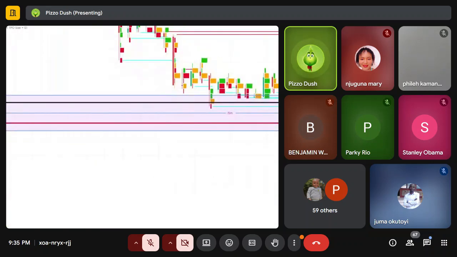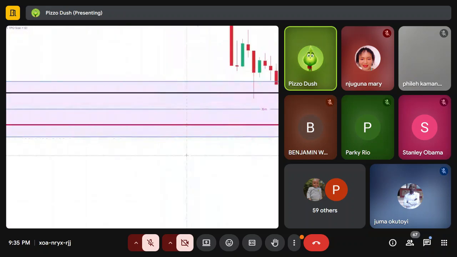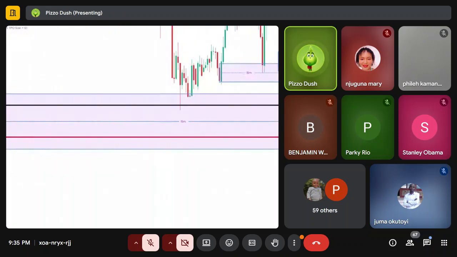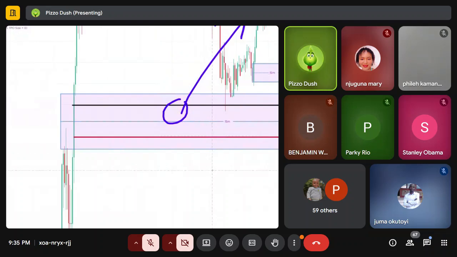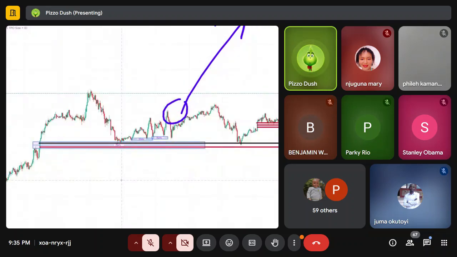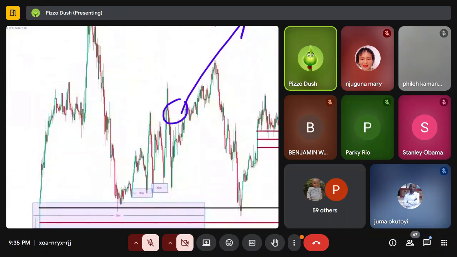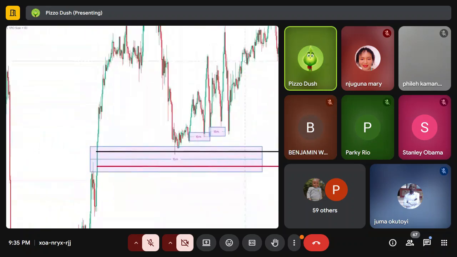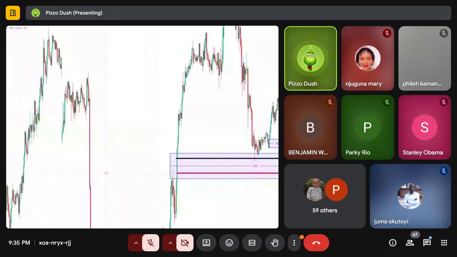So you can see what happened. Market ikifika hiyo zone, market revisit your zone and shot up aggressively. Yeah, mpaka leo inapanda tu. So you saw that. Haya, so let's do a last example.